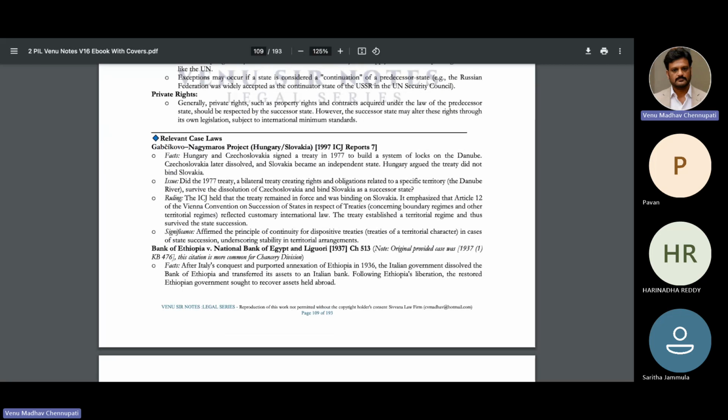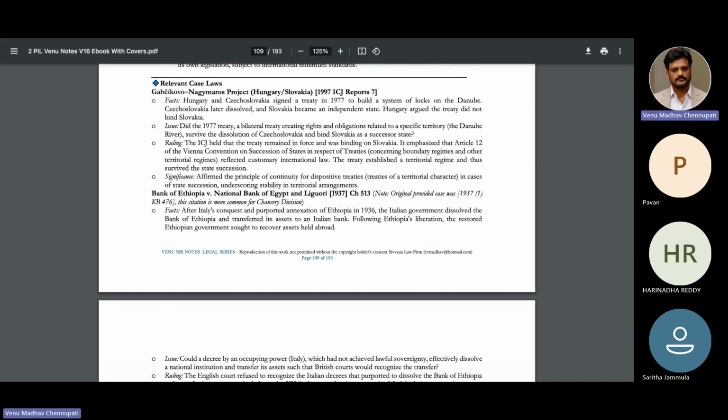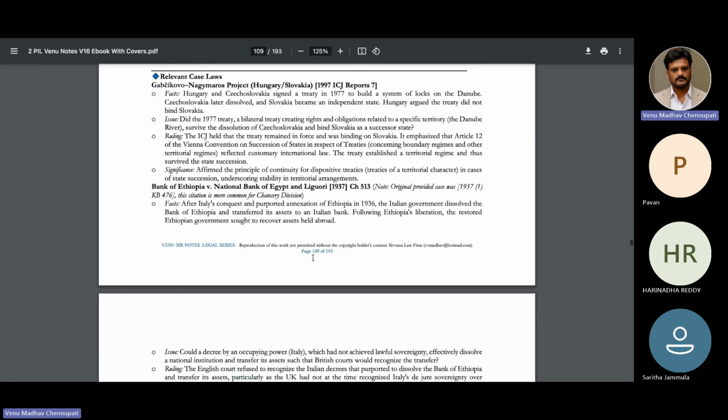Ruling: the ICJ held that the treaty remained in force and was binding on Slovakia. It emphasized Article 12 of the Vienna Convention on Succession of States in Respect of Treaties, reflecting customary international law. The treaty established a territorial regime and thus survived the state succession. Significance: it affirmed the principle of continuity for dispositive treaties in cases of state succession, underscoring stability in territorial arrangements.